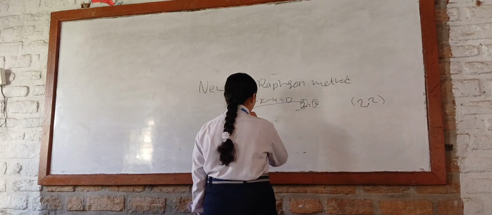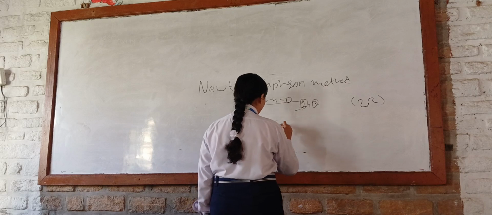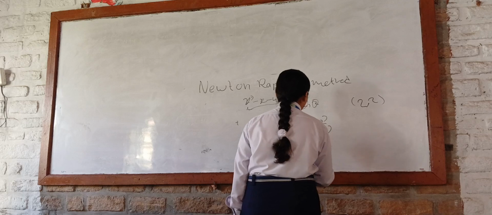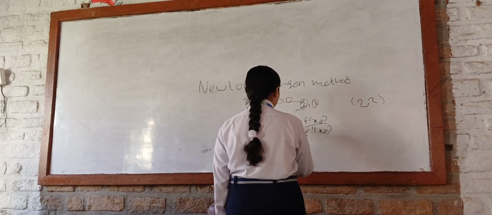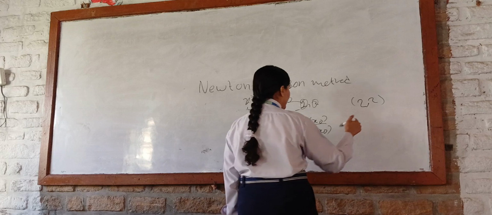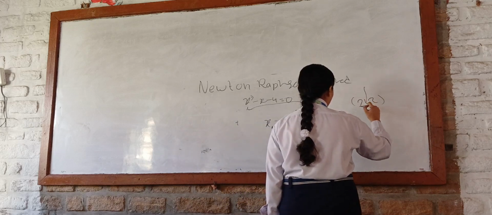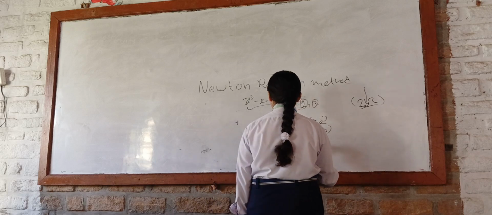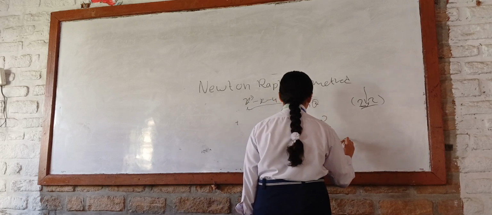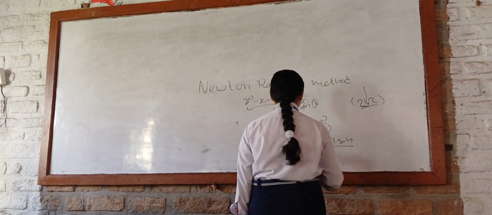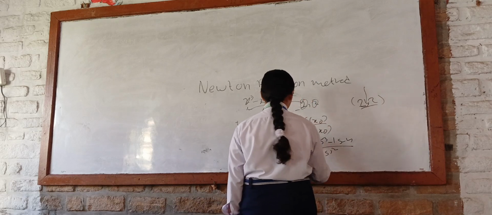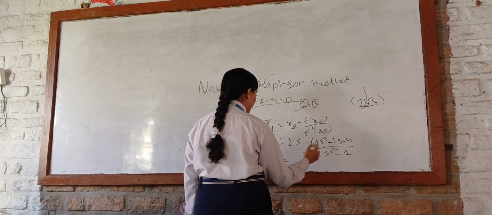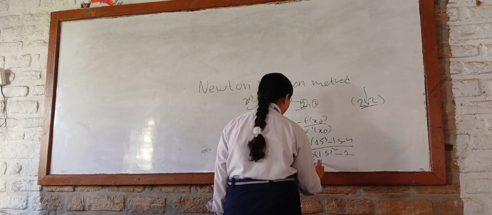Now let's just use the formula. Our formula is x1 equals x naught minus f of x naught by f dash x naught. In x naught we need to put the value of our initial guess. So let's just take the value just in between 1 and 2, which is 1.5. So 1.5 minus (1.5 cubed minus 1.5 minus 4) by (1.5 squared into 3 minus 1). After we solve this, we get a value close to 1.869.